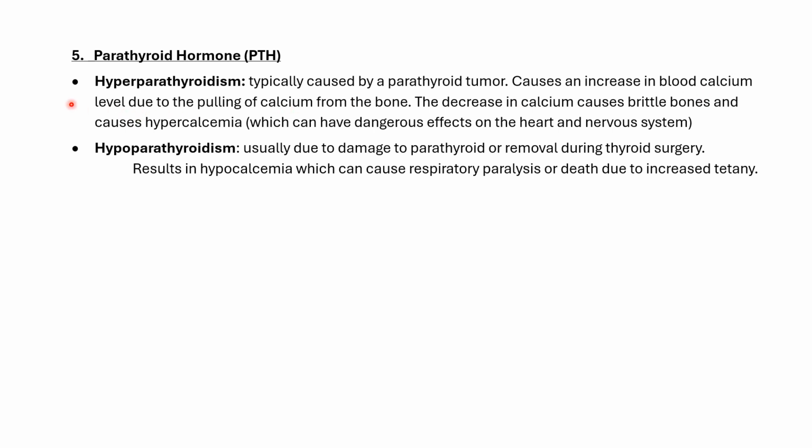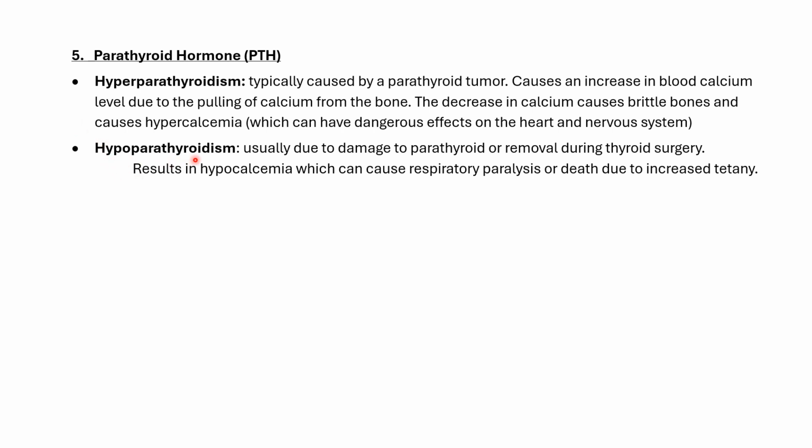When we were doing the slide on the parathyroid hormone, I said that parathyroid hormone acts on the osteoclast cells. Osteoclast cells are the bone-eating cells. So they remove the calcium from the bone. As a result, the bones become brittle. And in the blood, there is hypercalcemia. That hypercalcemia can have dangerous effects on the heart and the nervous system, because we know that calcium plays a very important role in action potentials and in contractions.